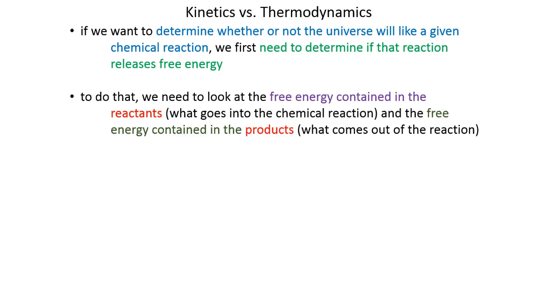To do that, we need to look at the free energy that is contained within the molecules of the reactants, that's what we start with, and compare it to the free energy contained in the molecules of the products. That's what comes out at the other end of the reaction when it's completed. We call this the change in free energy, and we represent it as delta G. The triangle here is referred to as delta, and G, of course it makes perfect sense that we use G to refer to energy, which starts with E, or heat, which starts with H, but we use G.